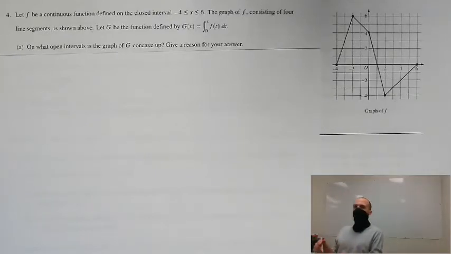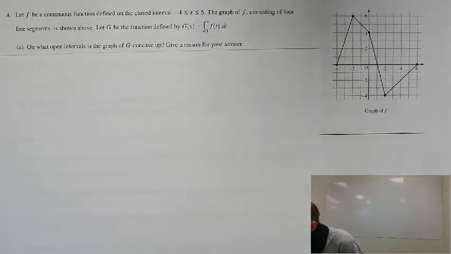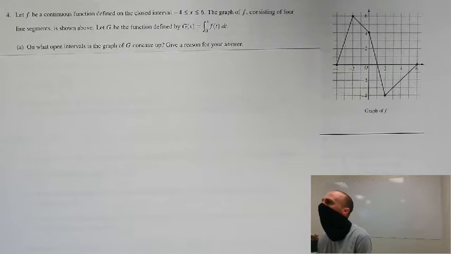All right, in this video, I'm going to be working through 2021 BC number 4. This is the graph of the derivative problem. So they're saying let f be a continuous function defined on the closed interval -4 to 6, and they're showing it to you, and it's the piecewise linear function. So g of x is an antiderivative for f. It's the integral from 0 to x of f of t dt. All right, so it's the type of area counting function where we're going to start at 0.